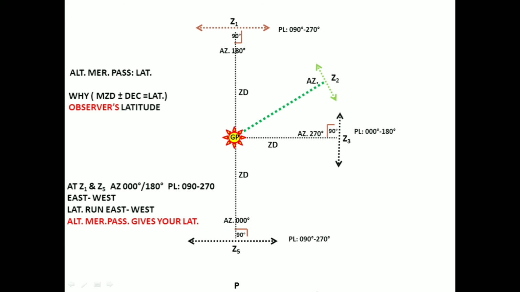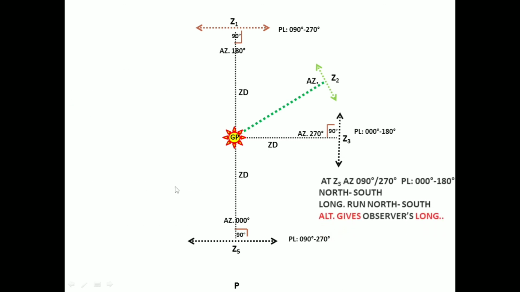So when you take the altitude with the body on your meridian, you get a position line which is running east and west. So that gives you your latitude. And mark the thing here, observer's latitude. So when the body is on the meridian, you are getting the observer's latitude. We'll be talking about calculating latitudes in other ways also, but at that particular time, you will not be getting your latitude. Here you are getting your latitude because your position line is running east and west. So keep this in mind.